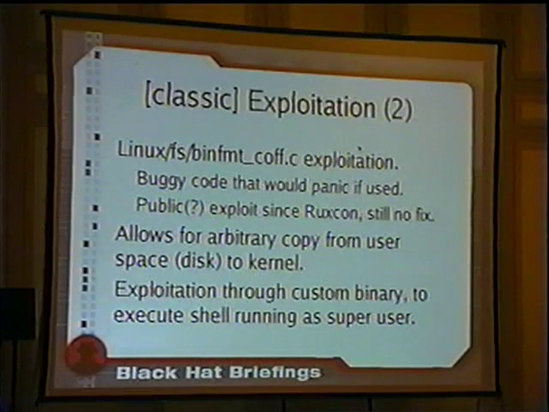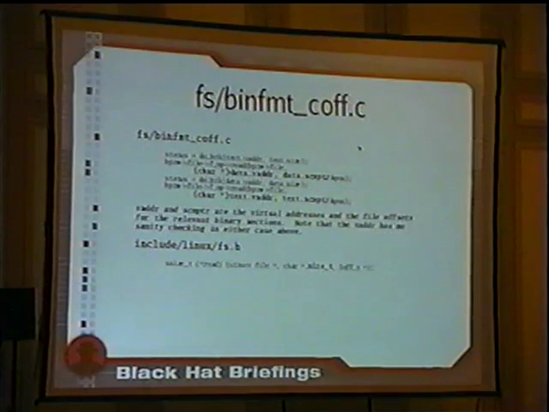Going to look at the exploitation of binfmt_coff.c a bit more. Basically, it's an arbitrary copy from user space, from disk, which is under our control. We can just write a binary and it copies it to really anywhere in kernel space that's under our control. So all we do for this is create a binary that will execute a shell running as a super user, and we'll do that by doing our backdoor. We'll copy our backdoor into the kernel, do a setuid 0, and then we'll return back into user land, do an execve, and now we'll have a shell running as root.